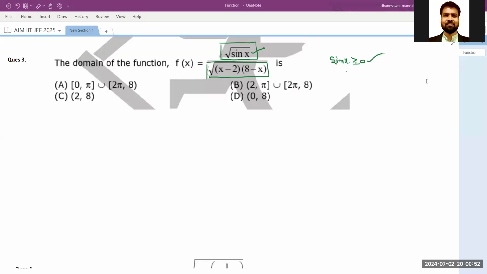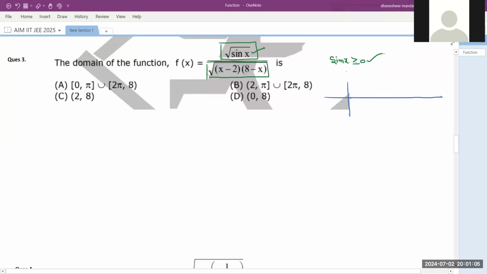Okay, so sin x is there, and sin x must be greater than or equal to 0. Are you familiar with the graph of sin x, everyone? Yes, sir. Okay, now I am going to draw the graph of sin x. See, this is the graph of sin x.